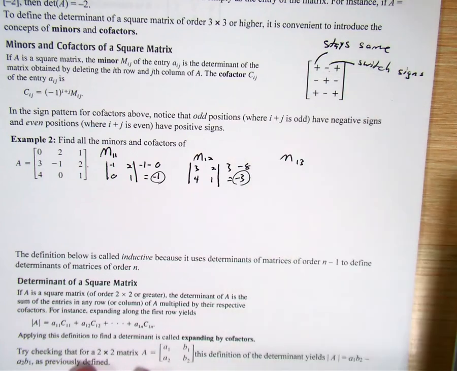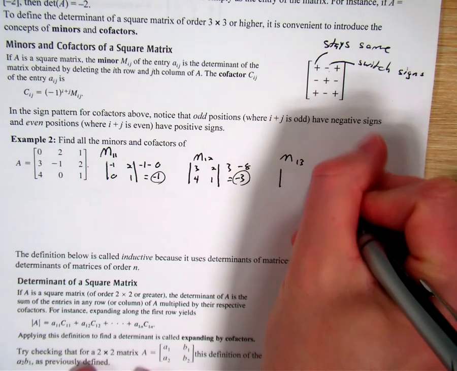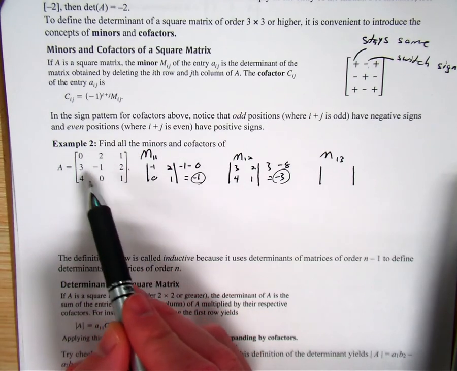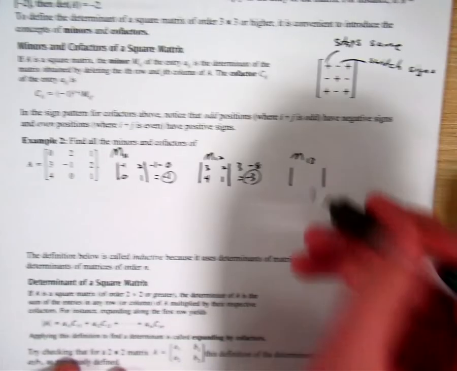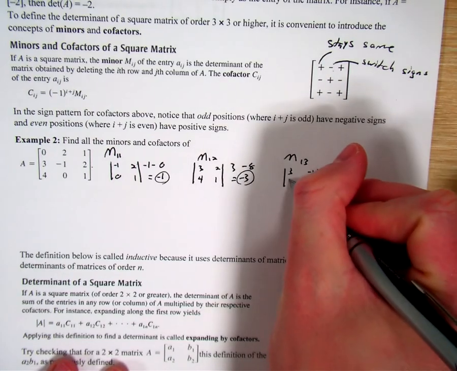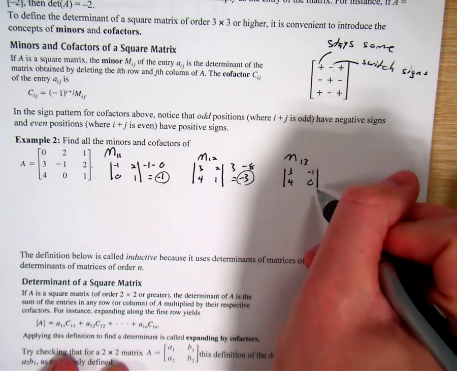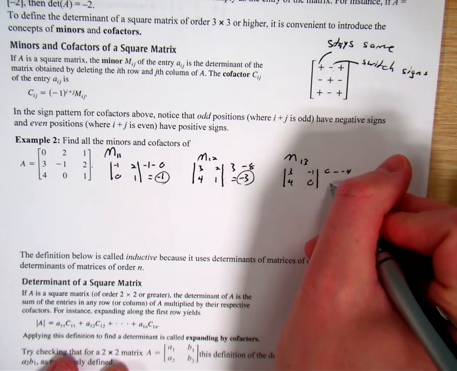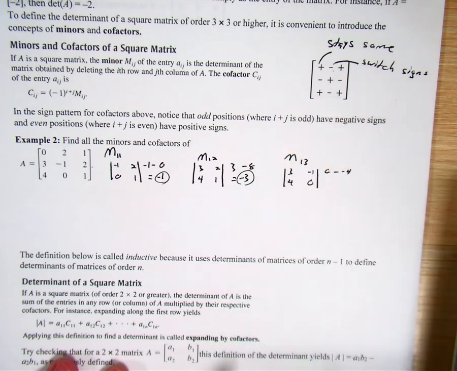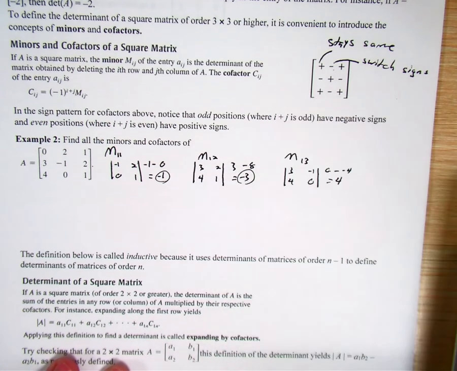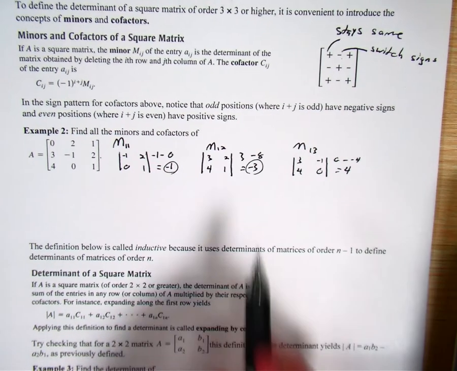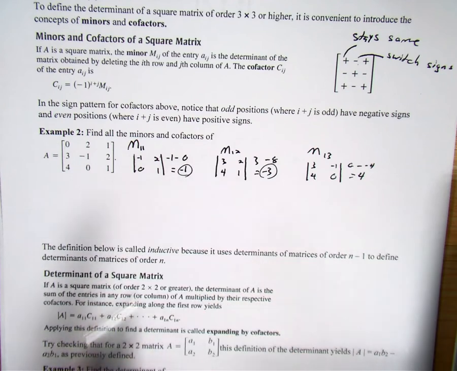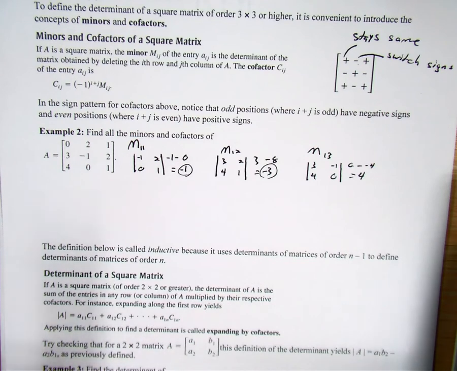And then M13. Okay, we're going to cross off the first row, third column. So we got those over here: 3, negative 1, 4, 0. So we got 0 minus negative 4. So 0 plus 4 then would make this be 4. Okay, so if you think you got the hang of that, go ahead and push pause and work on the next 2 rows on your own, and let's see what we get.